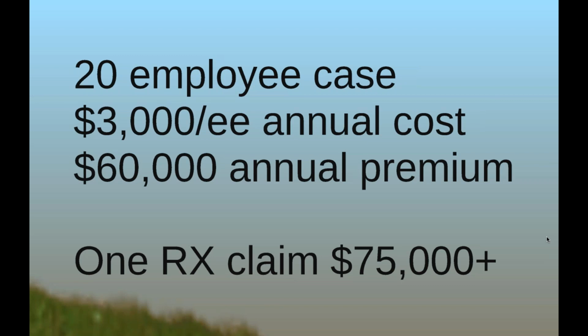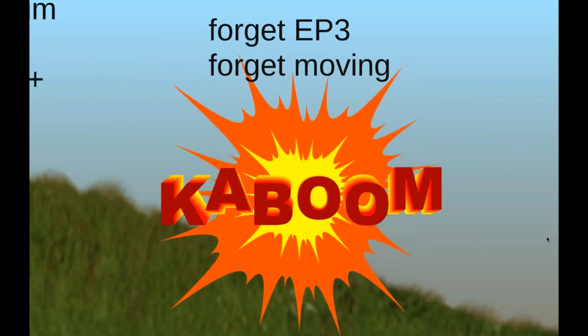So you've got this case, a 20-life case with $60,000 in annual premium, a business owner that's active in their business, and all of a sudden, boom, one claim for a drug is $75,000 or more. Well, what happens to that benefit plan? Well, it's quite simple. And we've seen this time and time again. Kaboom! The benefit plan just blows up. Forget about EP3. Forget about moving the case. That's a bunch of hogwash.